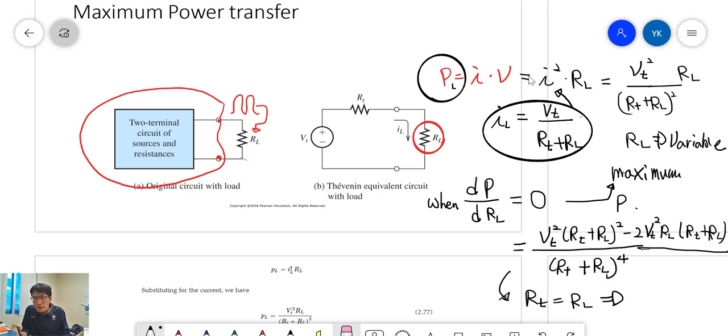So in order to deliver the maximum power, RL should be equal to the Thevenin resistance. Which means that RL equals RT, those are the same value, then we can deliver the maximum power to the load. So that's one of the conclusions here.